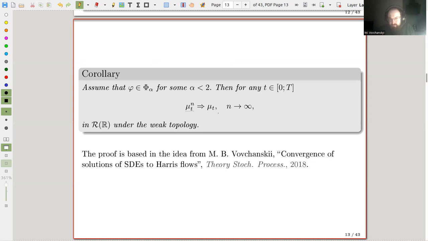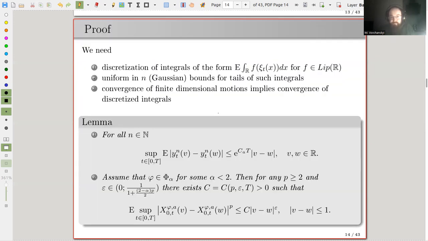So the idea is roughly taken from this paper, in the sense that because we're speaking about weak convergences, we are speaking about some integrals of this form where xi may be yn or the original flow x, and the idea is to discretize such integrals.